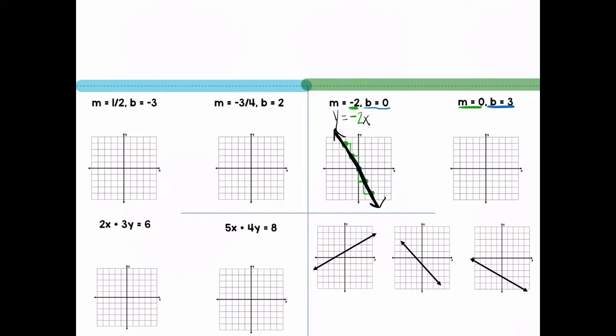Then on this next one, m is 0 and b is 3. So my equation is y equals 0x plus 3, but 0 times x is just 0, and 0 plus 3 is just 3, so that's y equals 3. When I go to graph that, I'm going to go to 3 on the y-axis, and it's quite literally just going to be a horizontal line. So remember, when the slope is 0, it's a horizontal line.